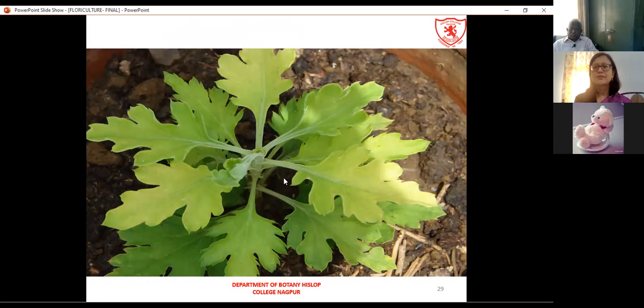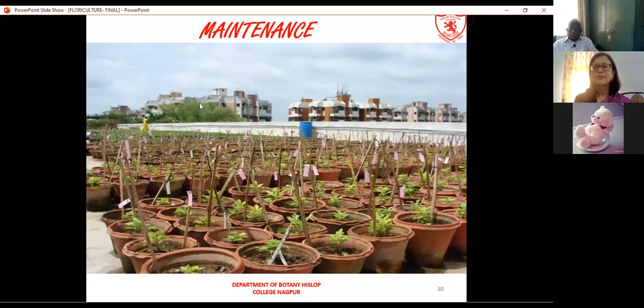When the pinching is going on, the only thing that we have to take care of is maintenance. The maintenance will involve application of liquid manure, hoeing, khurpi karna hai, so that there is aeration and air passes through the soil, and weeding. Weeding means abhi koi extra घास या कुछ छोटे झाड़ दिखते हैं, we'll have to remove them in a systematic manner. So this is only maintenance.